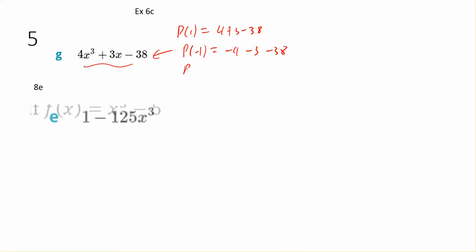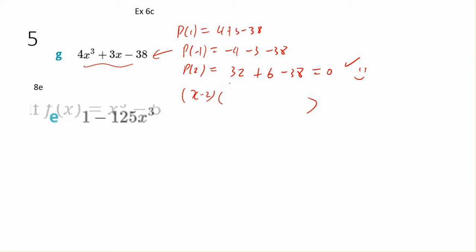No. P of 2: 2 cubed is 8, 8 times 4 is 32, 3 times 2 is 6, minus 38. Yes, it does give me 0. So we're happy. X minus 2 is a factor, so I'm going to use inspection.